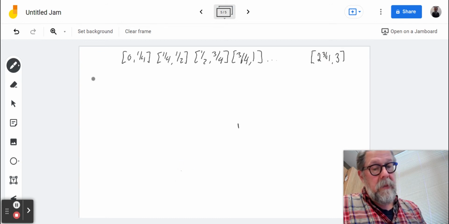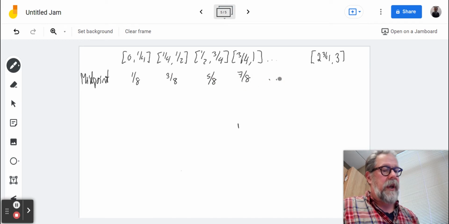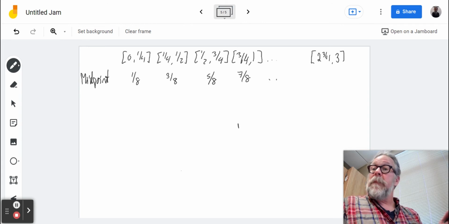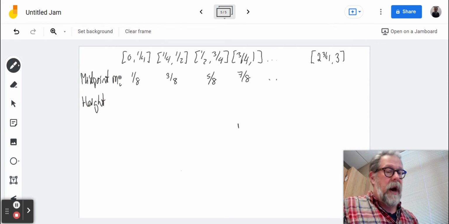So where is the midpoint? The midpoint of each strip, because that's what I'm going to use for the height of the strip, is at 1/8. It's at 3/8. It's at 5/8. It's at 7/8. Hopefully we are seeing a pattern here. All the odd number eights. And so my height, and let's call this midpoint m sub I.